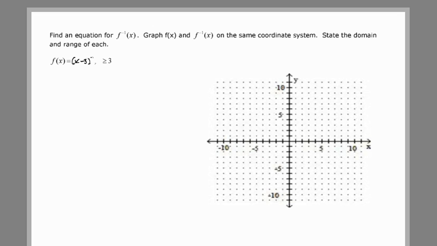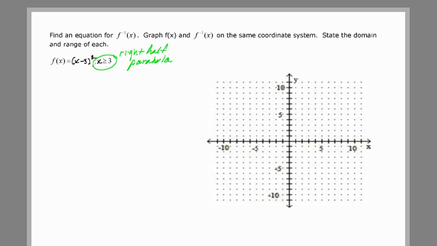x minus 3 squared, and there's a condition where x is greater than or equal to 3. Now remember, parabolas are not one-to-one functions, so I can't find an inverse of it. But by making this restriction on the end, that means I'm only looking at the right half of the parabola, which forces it to be a one-to-one function, and I can perform any of these inverse operations on it. So how about we find the inverse function first?